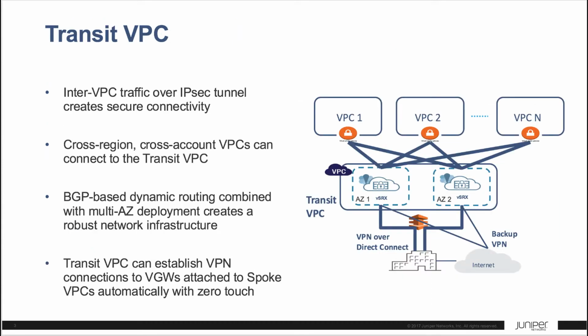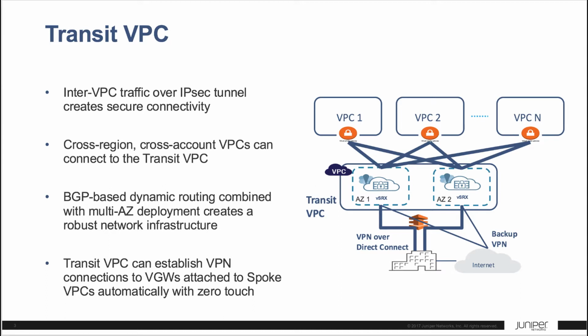What is really Transit VPC and how does it work? Transit VPC is a common VPC that serves as a global network transit hub. It can connect multiple spoke VPCs that are located in different regions or even different AWS accounts. Spoke VPCs can then share Transit VPC connection back to the corporate data center.